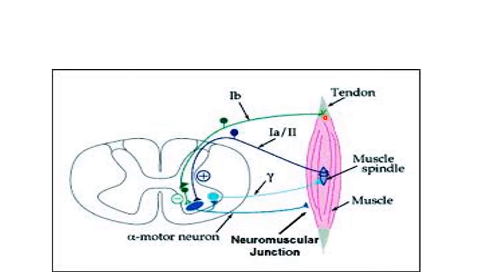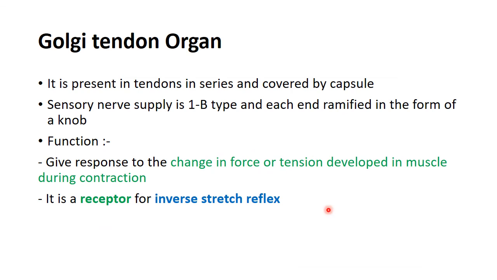So this is the Golgi tendon organ, through the 1B fibers goes to the interneuron, inhibits the alpha motor neuron, and the contraction is maintained. Adjusted, you can see. Golgi tendon organs are present in the tendon, and they are in series with the extrafusal fibers. They are covered with a capsule, encapsulated. Sensory supply type 1B, and the ends are ramified and form a knob. So the function is to detect change in force or tension.